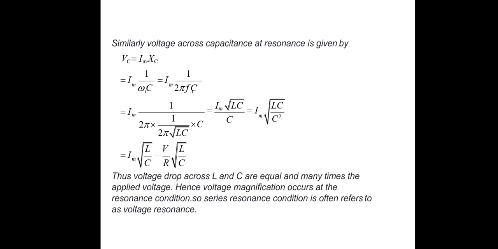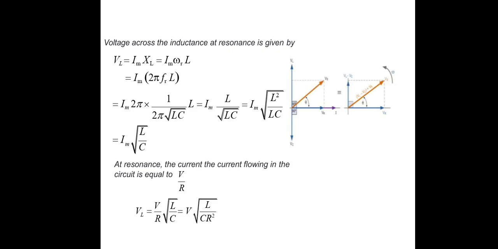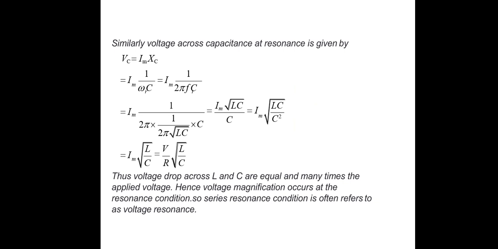Thus the voltage drops across L and C are equal, and many times the applied voltage, hence the voltage magnification occurs at the resonance condition. So the series resonant condition is often referred to as voltage resonance. Therefore the voltage drops of the capacitance and inductance are both in the same manner. So this series resonant condition is often referred to as voltage resonance, right?